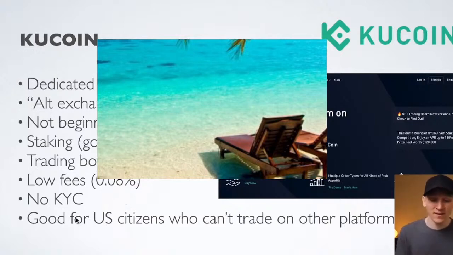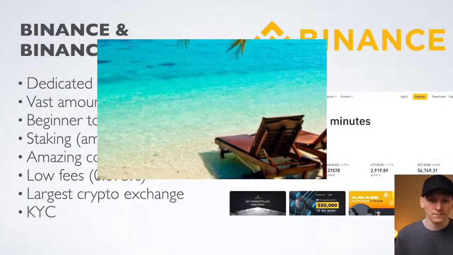And if you are a US citizen and you're banned from other exchanges, you might want to have a look at KuCoin. Binance, though, is really the king of crypto exchanges. I would recommend every crypto trader to have Binance. They're just simply the biggest and baddest crypto exchange.